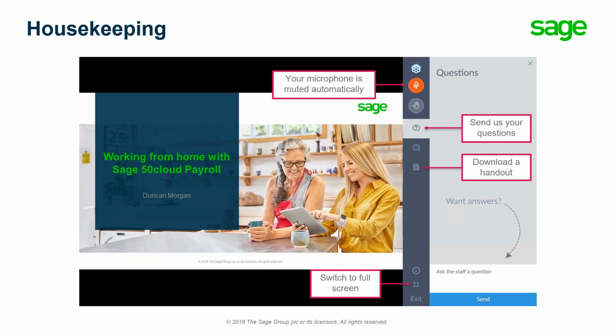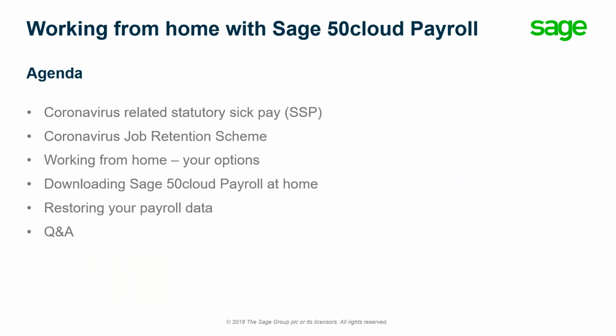Okay, so let's take a quick look at what we're going to cover in this morning's session. As I say, we're going to start with a couple of hot topics. We're going to look at coronavirus related statutory sick pay, how that differs from normal sick pay and how you need to process that in your payroll software. We're then going to move on to the coronavirus job retention scheme, announced by the Chancellor a week last Friday. We're then going to talk about working from home with Sage 50 Cloud Payroll, running through the options that you have available and showing you how to download and install the software at home and restore a backup of your payroll data to transfer everything across.